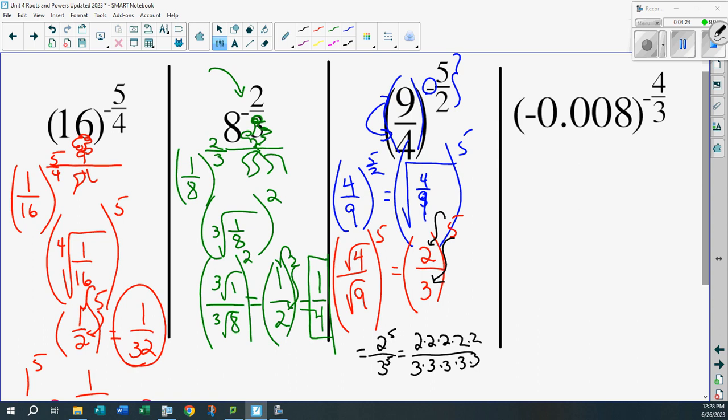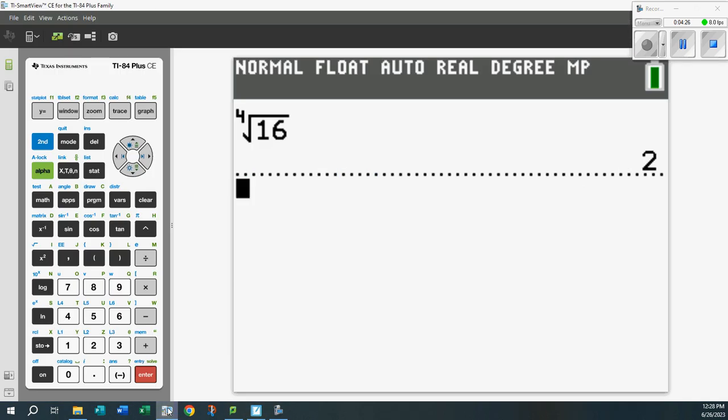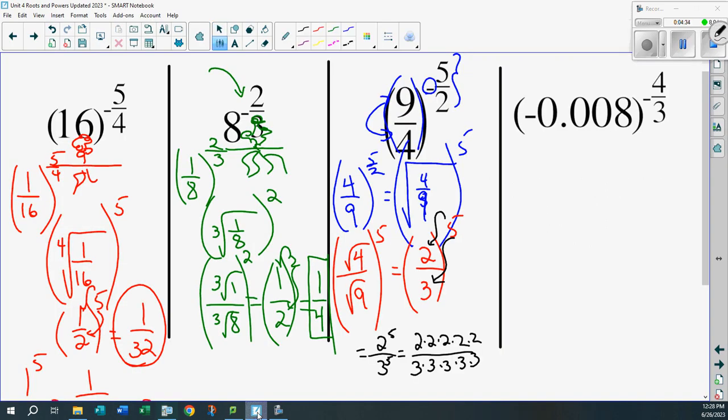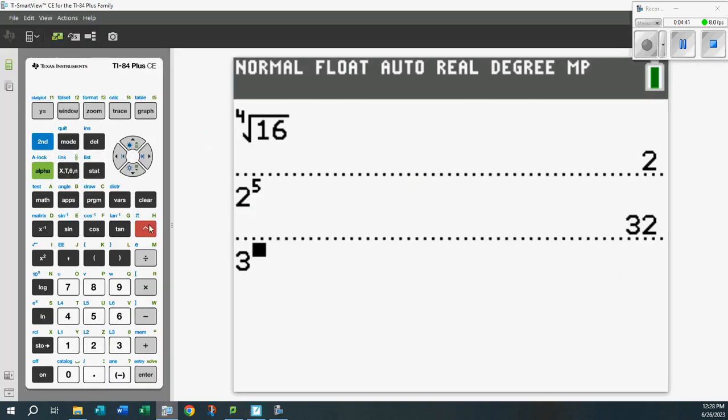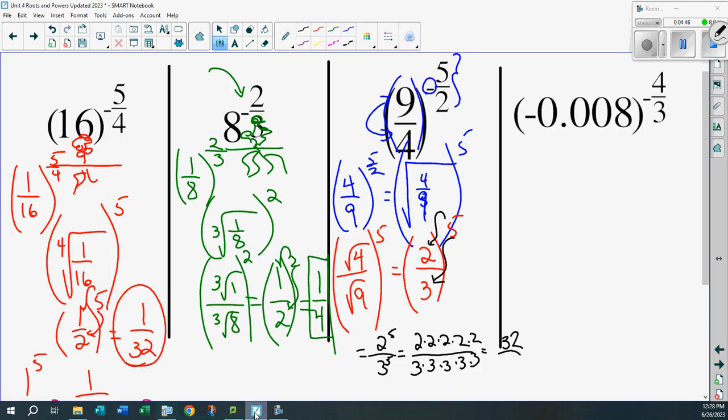Let's just go to the calculator and do it. Here we go. 2 to the 5. 2 hat 5. Boom. Oh, 32. Okay. So we know the top part is 32. Okay. 3 hat 5 works out to be 243. Okay. So this is 32 over 243, and there's my answer. Again, don't put this in decimal form.